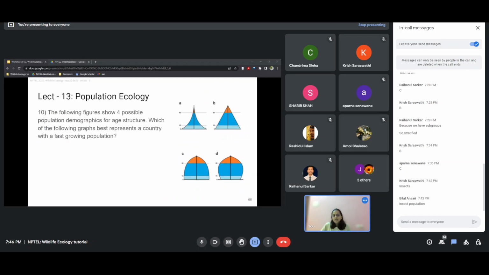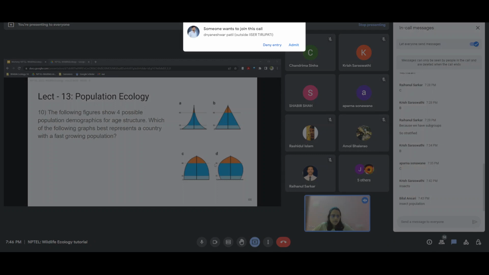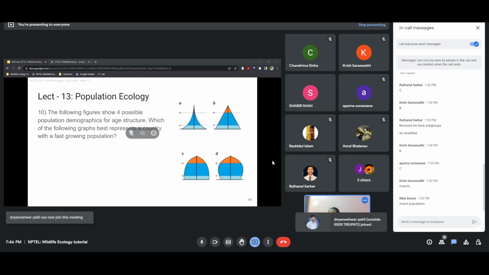So here you have a figure showing four population demographics for age structure. You have to tell me which of the following graphs best represents a country with a fast growing population structure. I don't think you can see the numbers very clearly, so I'll just explain it to you. At the base, you have age 0, then age 25, and then age 65. This shows the population density on the x-axis, and the y-axis is the age.